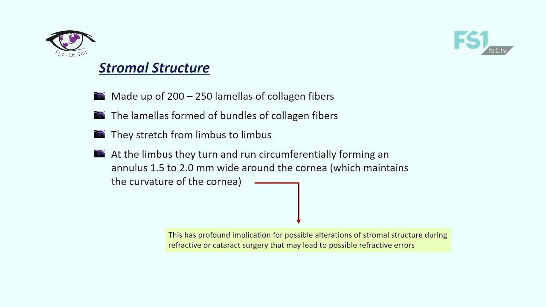And around the limbus, at the periphery, they run circumferentially. By this, they form an annulus, the width of which is about 1.5 to 2 millimeters. And this provides the curvature of the cornea. This has a profound implication for possible alterations of stromal structure during refractive or cataract surgery, and this may lead to possible refractive errors.